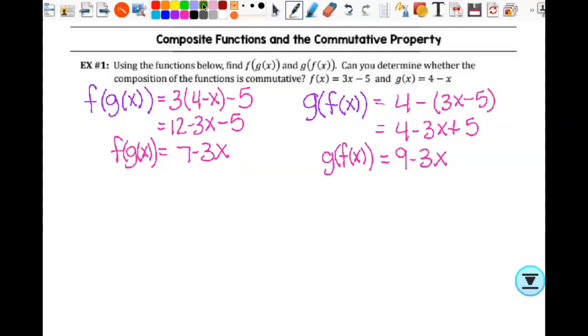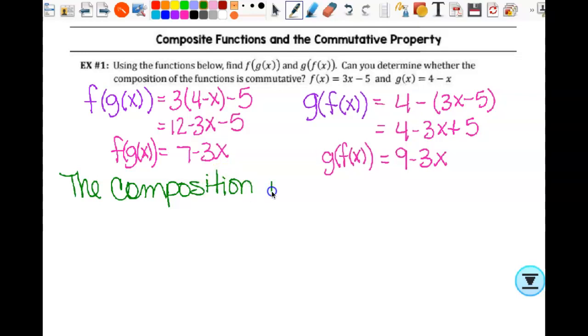All right, so this says, can you determine whether the composition of functions is commutative? Commutative means that you can put it in either way. So are these exactly the same answers? No, and we did look at one of these like that yesterday. So to answer this question, the composition is not commutative.